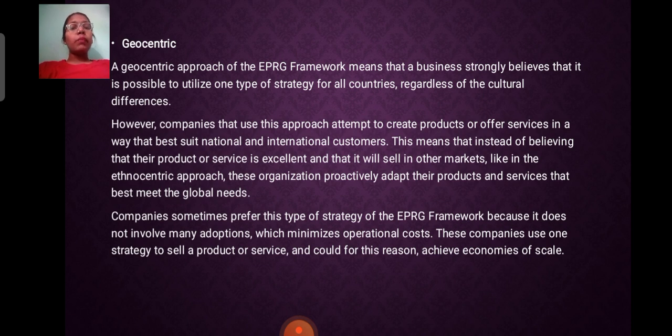Companies sometimes prefer this type of strategy of the EPRG framework because it does not involve many adaptations, which minimizes operational costs. The company uses one strategy to sell a product or service and could for that reason achieve economies of scale.